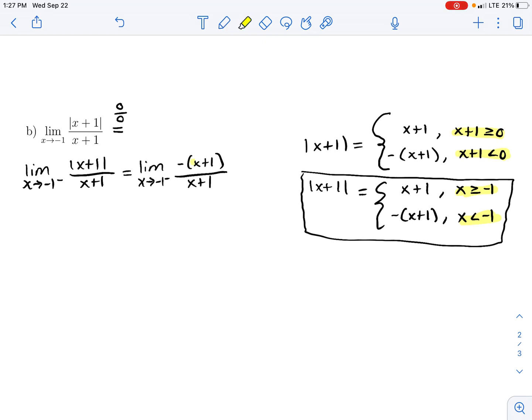And now here you see that these x plus 1's cancel. And so I'm left with the limit as x approaches -1 from the left of -1, which is just -1.